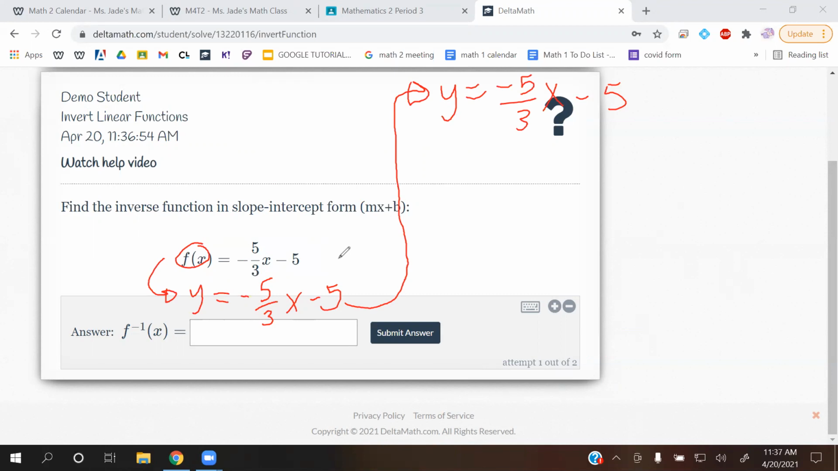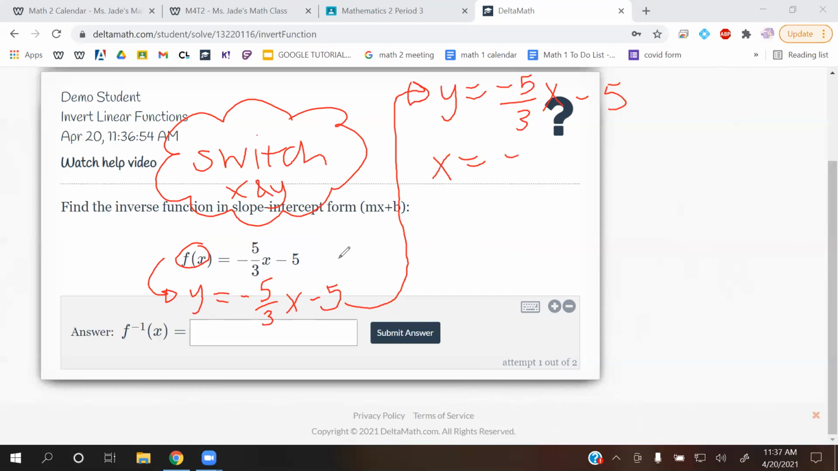Okay, so now that we replaced f of x with y, our key goal is to switch x and y. I know I keep saying that, but I really want to pound that into your brain that you just want to switch x and y because that is the key to getting an inverse. So if we want the inverse of f of x, then you're going to switch your x and the y. And so how do we do that? Instead of y equals, it's now x equals. Instead of negative 5/3 x, it's negative 5/3 y. So literally, I just switched the x and the y.